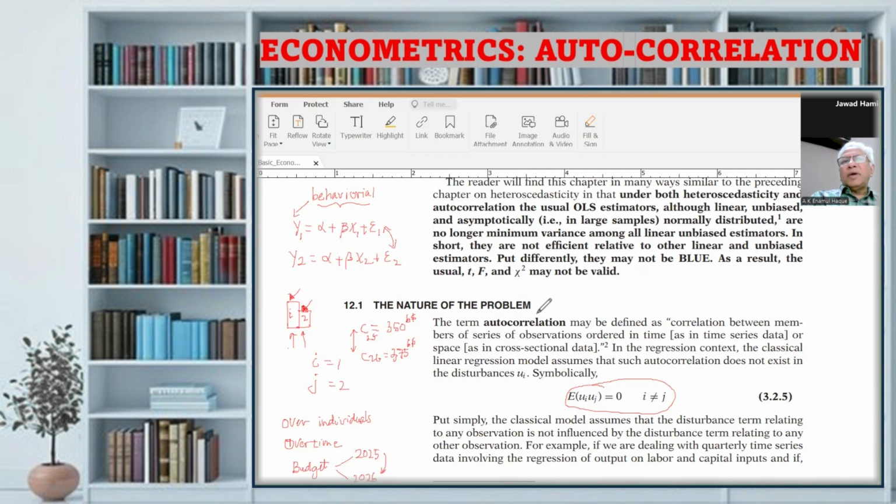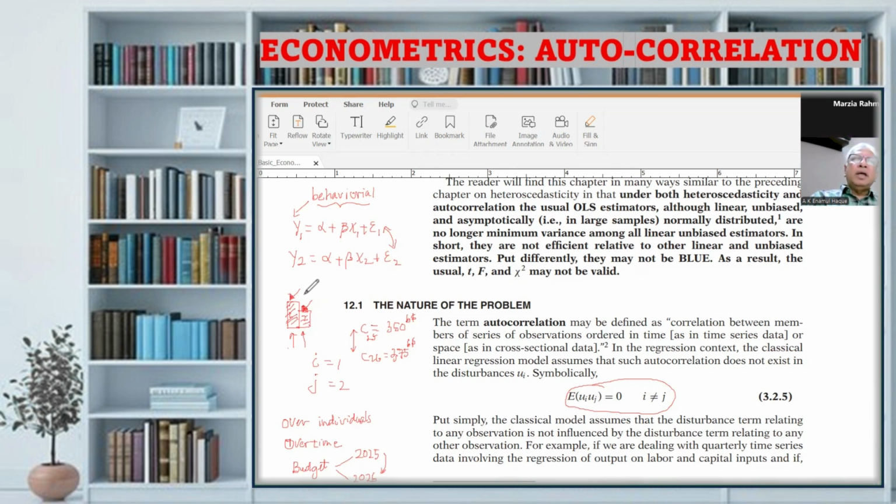So you will find that when I'm dealing with data, the data could be over time, or it could be over individuals. I'm giving another example, which is probably a better example. There is a fire in a building. What is the probability that the neighboring building will also catch fire? Probability is high. So remember, sometimes it's correlated.